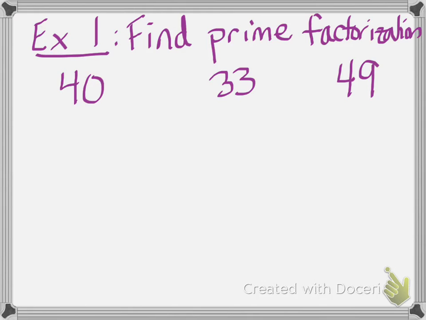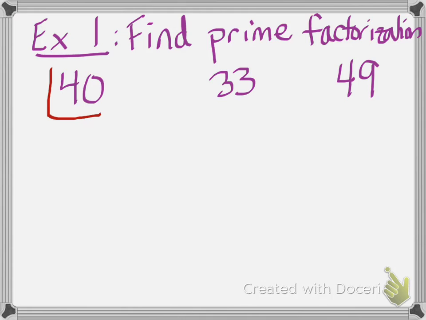And in example 1, we need to find the prime factorization. The prime factorization is a number written using only prime numbers. So last year, we practiced two ways. We practiced the ladder and the tree. I'm going to use the ladder because I think that's the one that you're probably going to remember, but the tree I think you definitely will.